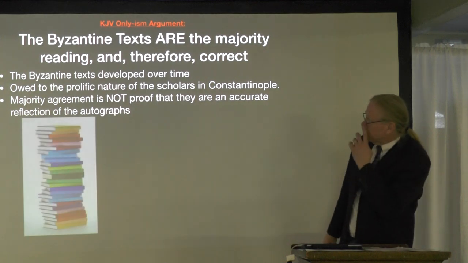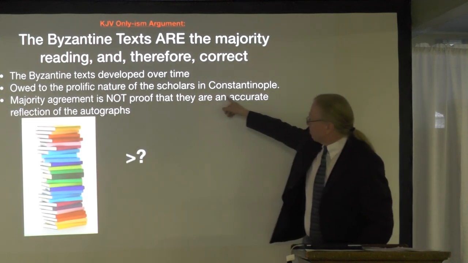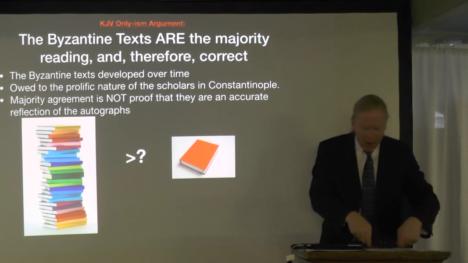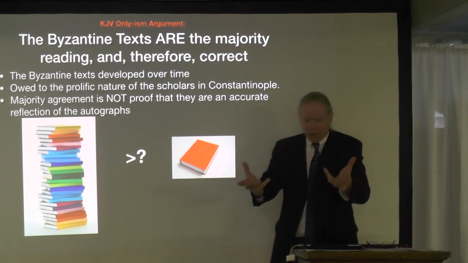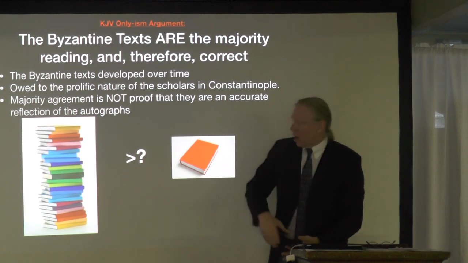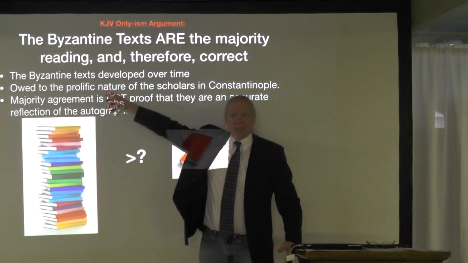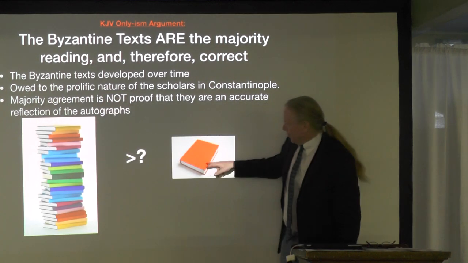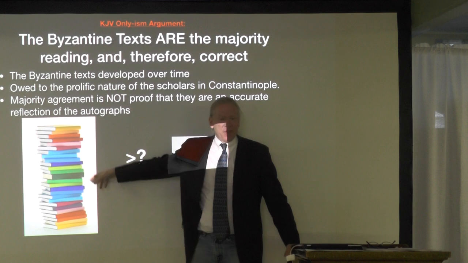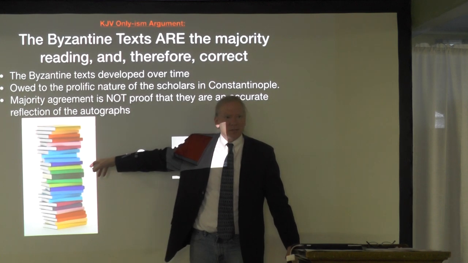Okay, so take a look at this. Majority agreement is not proof that they are an accurate reflection of the original. So if you've got two different copies, and one copy has mistakes in it, but it's copied 50 times, and you've got another copy that's only copied once, does the fact that this one is copied 50 times mean that it's accurate?